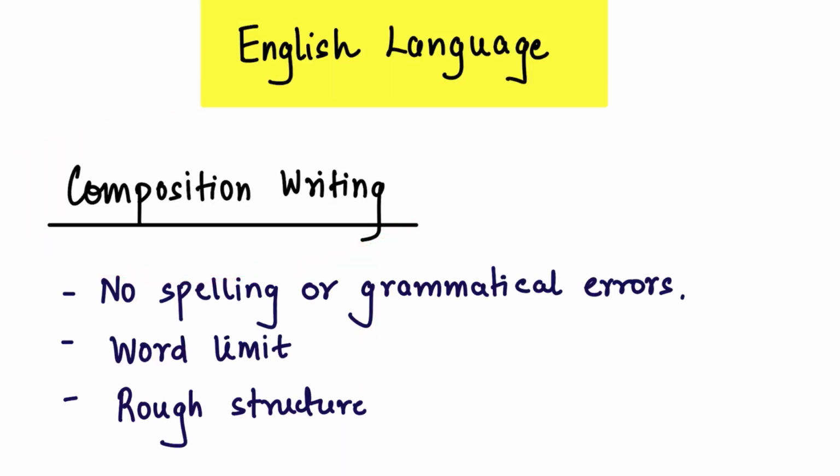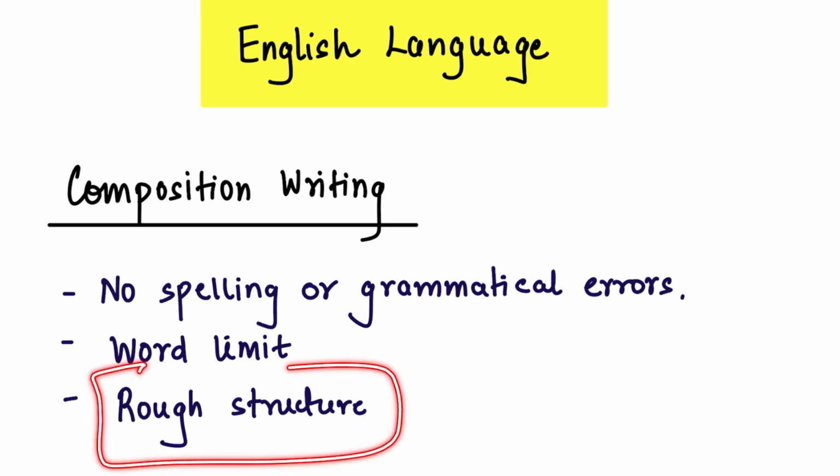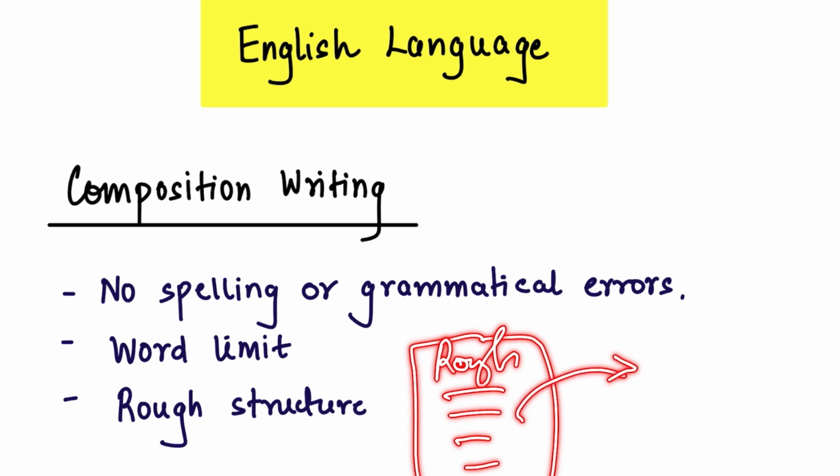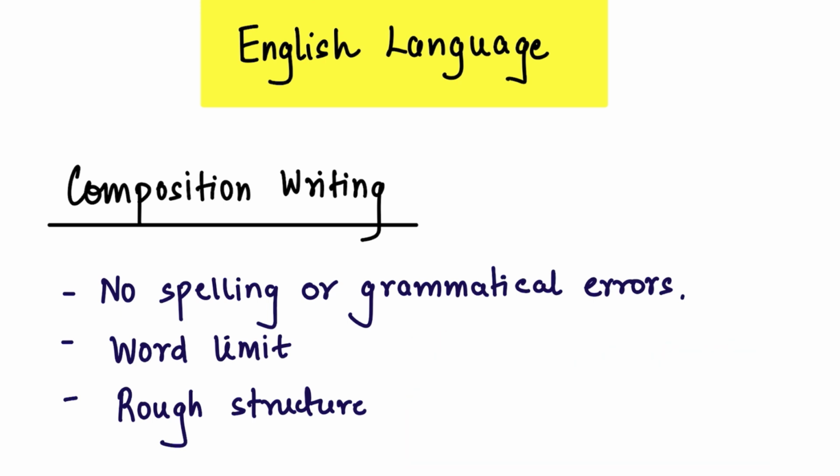Firstly, no spelling or grammatical errors. Second, word limit. Please maintain this word limit. Writing extra lines will not help you to fetch more marks. Then we move on to the rough structure. What do I mean by this? Whenever you write an essay, before that you have to make a rough structure in which you'll include the points that you want to write in the final essay. It can be the introduction that you have to include, then the body, conclusion. Make something very logical so that the essay that you write in the final paper is actually relevant.